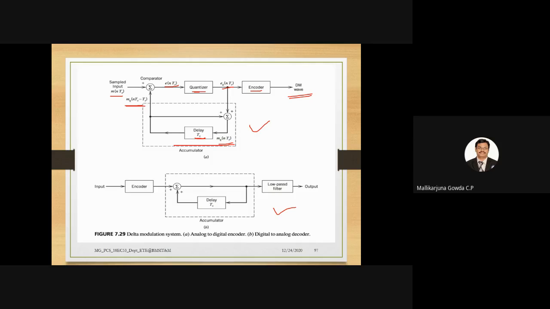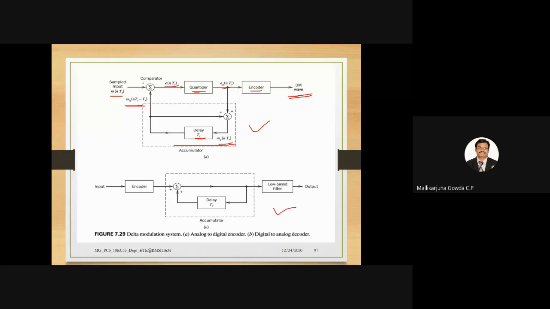This quantizer produces an output of either plus delta or minus delta depending upon the value of E of NTS, meaning whether this difference is positive or negative. If the difference is positive, the output of the quantizer will be plus delta. If the difference is negative, the output of the quantizer will be minus delta, right? So I will encode plus delta by 1 and minus delta by 0. That will be my delta modulation output.